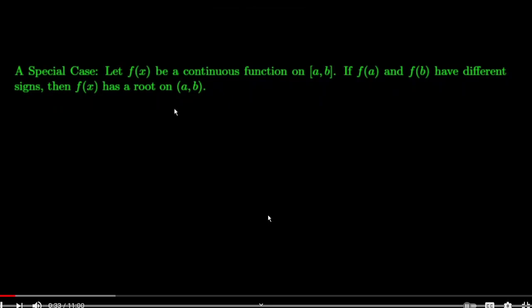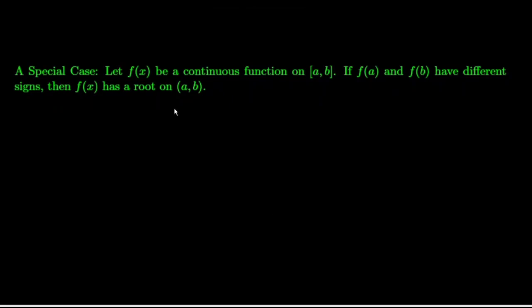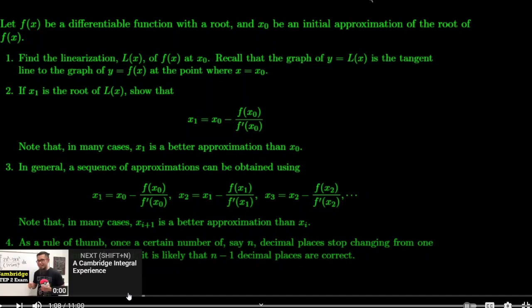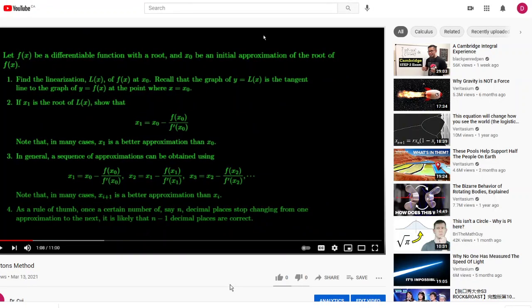We have learned how to approximate roots using IVT, the intermediate value theorem. Now we are looking at a more sophisticated and effective way called Newton's method. We now assume the function is differentiable. The questions on the screen are designed to motivate Newton's method. To use Newton's method, we need an initial approximation, say x0. In question 1, we need to get the linearization of the function.